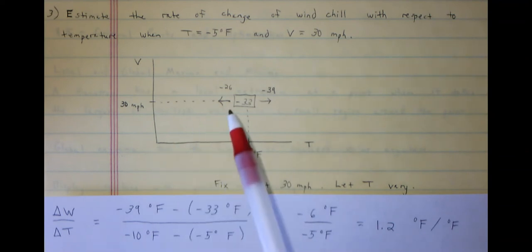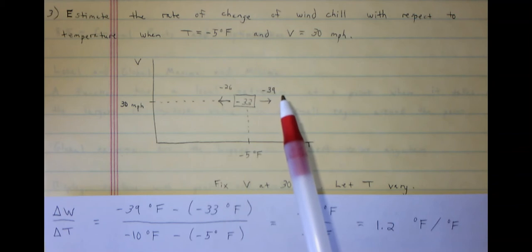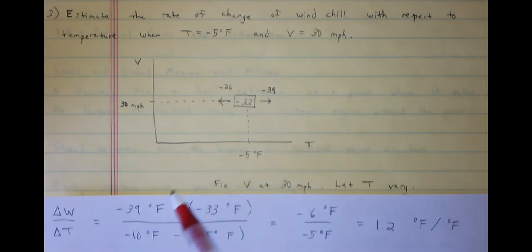You have to decide, do you want to move to the left or to the right? I chose to move to the right. So this negative 39 degrees Fahrenheit minus negative 33 degrees Fahrenheit gives the change in W, and then the change in T.